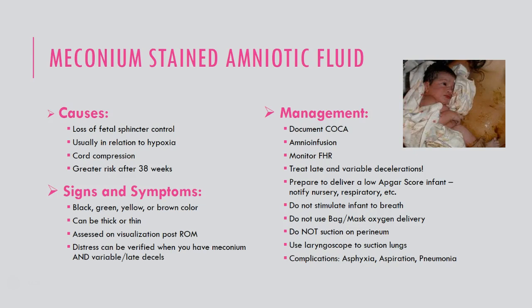Sometimes we can do an amnio infusion to help wash out some of that meconium from the uterus. We monitor the fetal heart rate. We treat the late and the variable decelerations with intrauterine resuscitation. We prepare the nursery staff and ourselves to deliver a baby that can potentially have a low APGAR score.